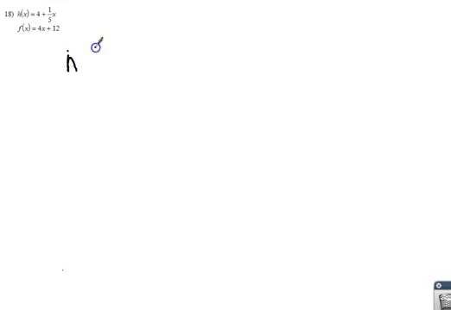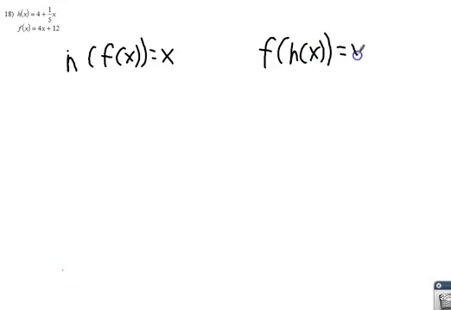The first thing I have to check is h of f of x equals x. Remember, the two things need to hold true. You need to put one function into the other one and then reverse the order. And if you put in x, you better get back x. They both have to equal x. So what I'm going to do here is put f into h.